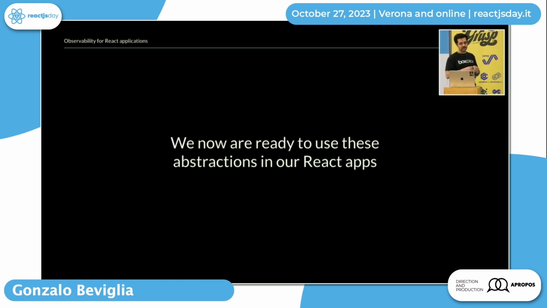But we can now use this abstraction in our React applications. And I'll focus on two main examples. The first one is tracking page load times, where start and end happen in different components. And the second example is tracking the performance of a function that takes a long time.